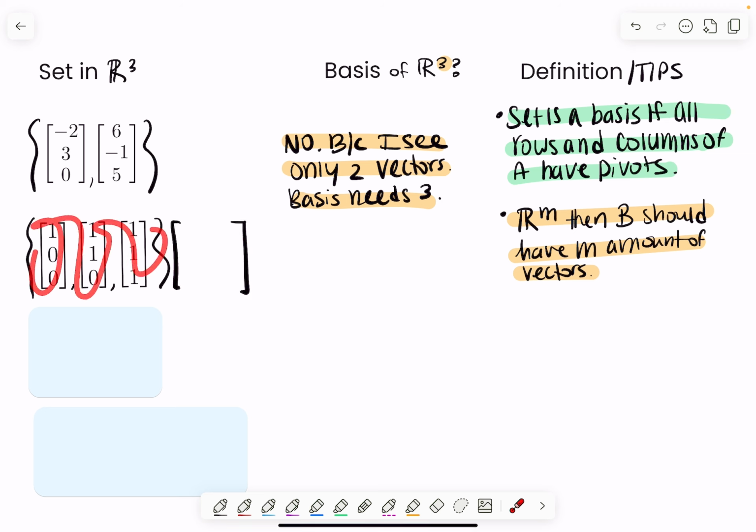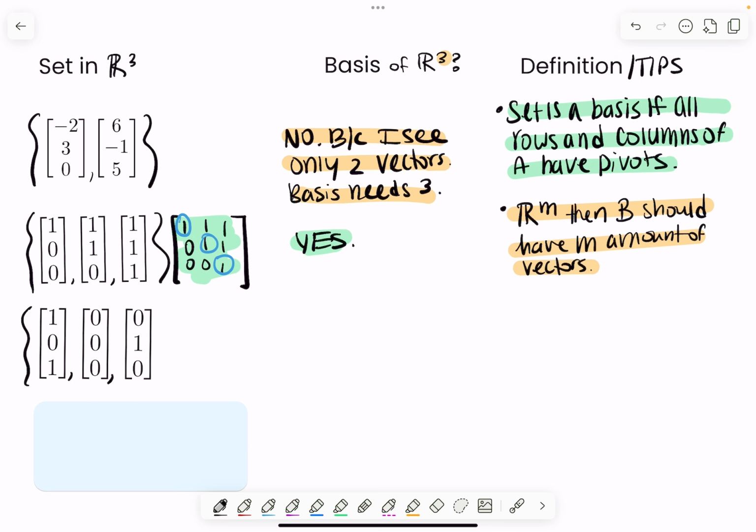These are just your rows and columns in your matrix. This is already in row echelon form because you see your diagonal, all your zeros below your leading entries. Because it's in row echelon form, our pivots are leading entries. And so we can see already every row has a pivot. Every column has a pivot. So it satisfies this condition. So yes, this is a basis of R3.